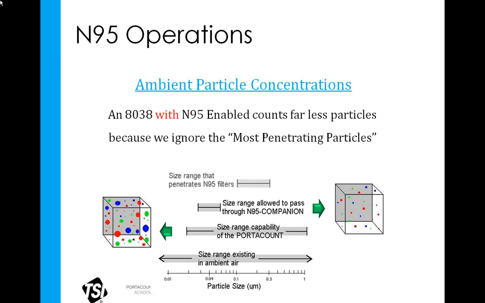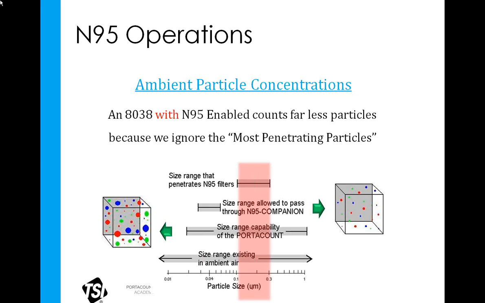Now the reason we're looking at this much smaller size range is that we want to ignore or remove that most penetrating particle size range that we just talked about in the last slide, that 0.1 to 0.4 micron. Since those particles will likely penetrate the filter media, if the PortaCount were to see them during a fit test, it would appear as though the face seal was leaking.